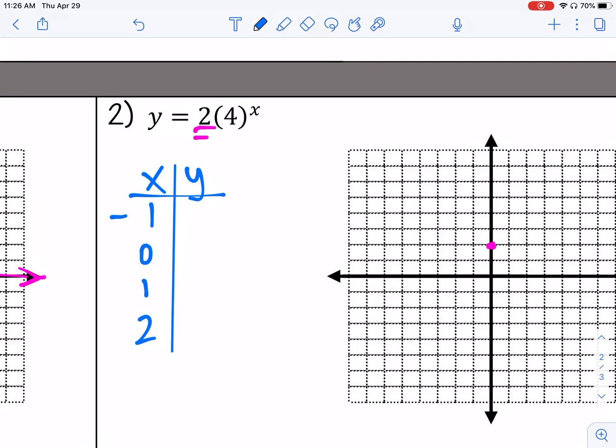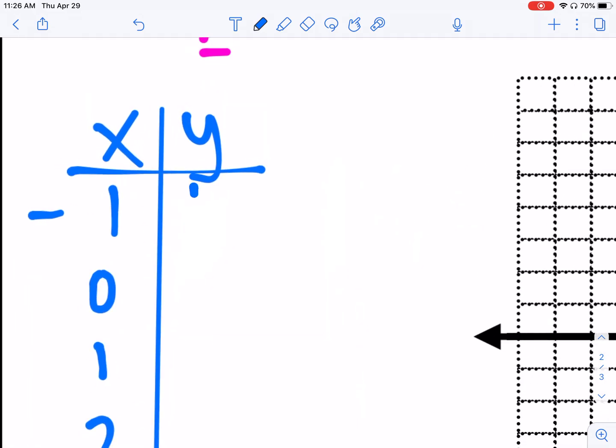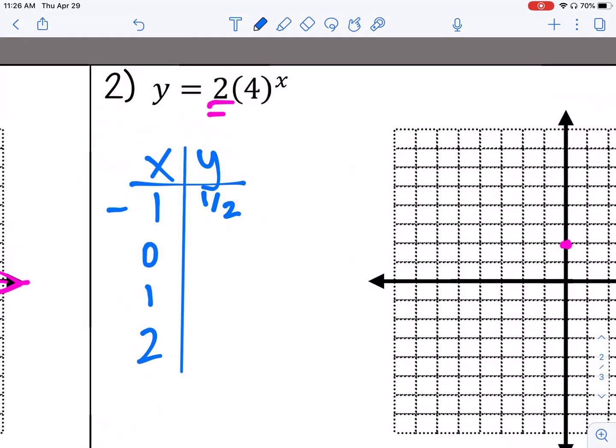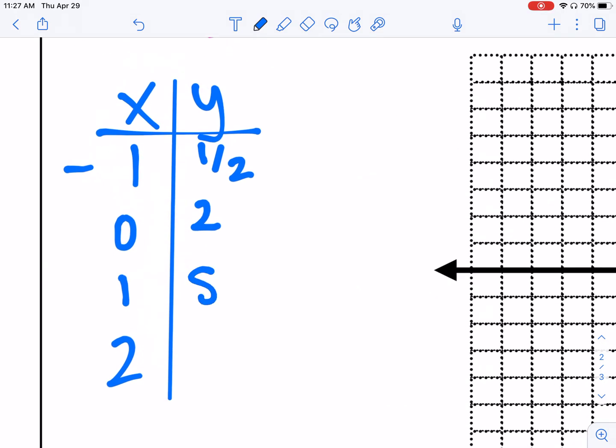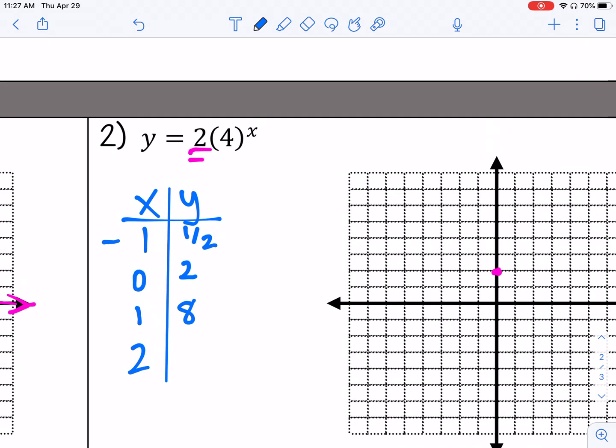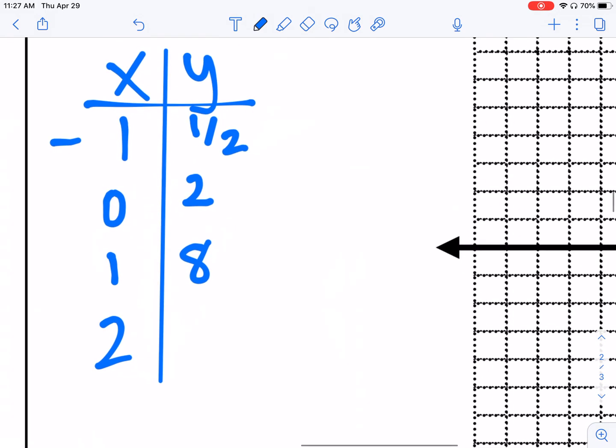So when x is -1, that means we have 4 to the -1 power, which is 1/4. And 1/4 times 2 is 2 over 4, or 1/2. Okay, 0, that's our y-intercept, right? When x is 0, our y-intercept is 2. What about when x is 1? We've got 4 to the first power, which is 4 times 2, which gives us 8. And then, lastly here, 4 to the second power is 16 times 2, which is 32.